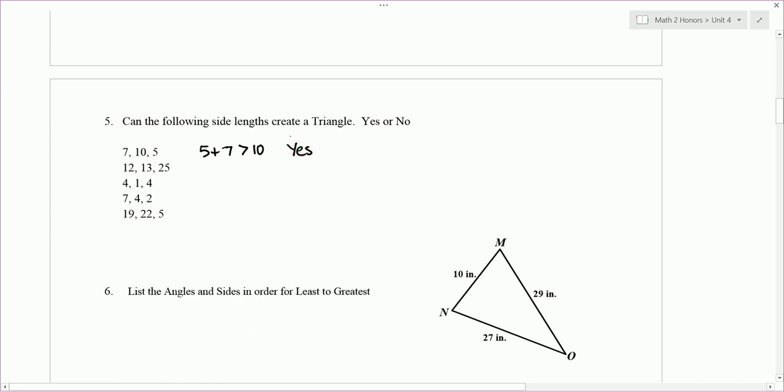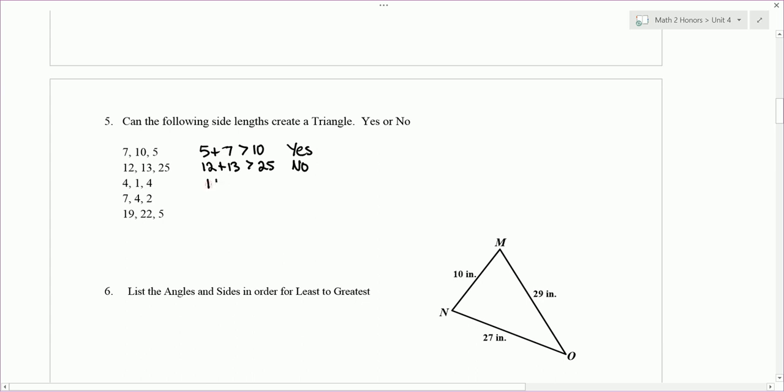Can the following side lengths create a triangle? Yes, they can. Same idea here. On the next one, you get 12 plus 13. Is that bigger than 25? No. So we can't create a triangle with those 3 side lengths.